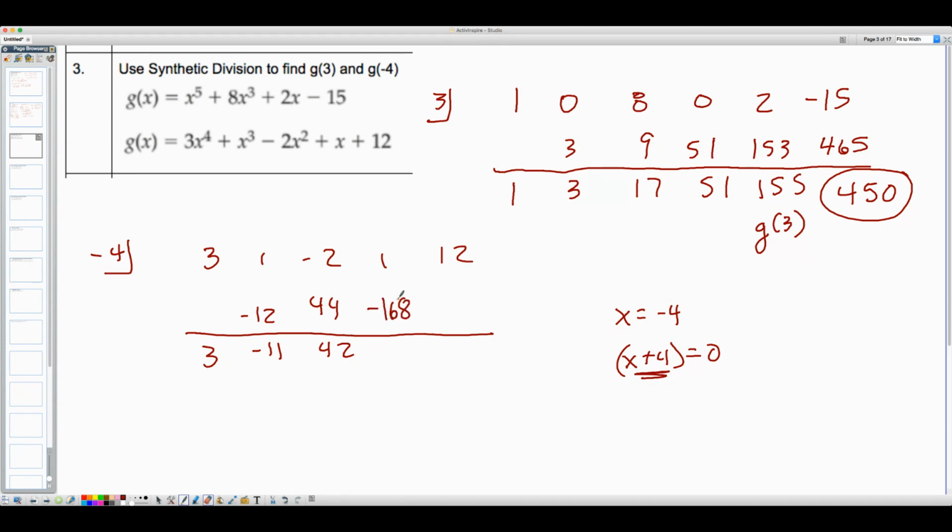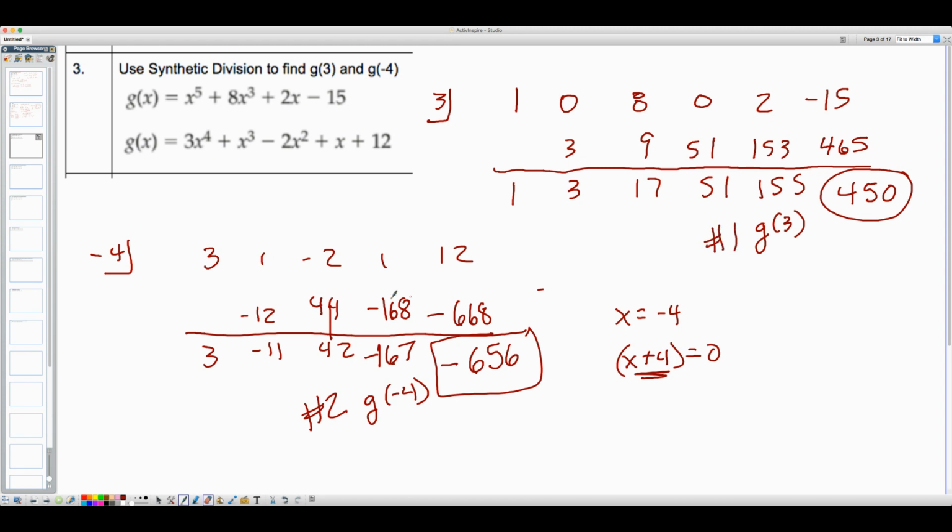Negative 168 plus 1 is 167. Negative, if I'm doing this right. And then I multiply that times 4, and I get 668 negative. And so it looks like my answer, if I did this correct, is going to be 656. But you get the idea. And so this would be my g of negative 4 for the second one. This is for the first one. Okay?